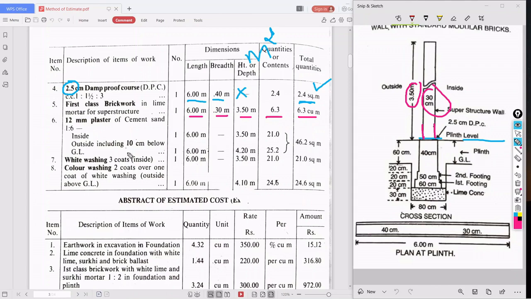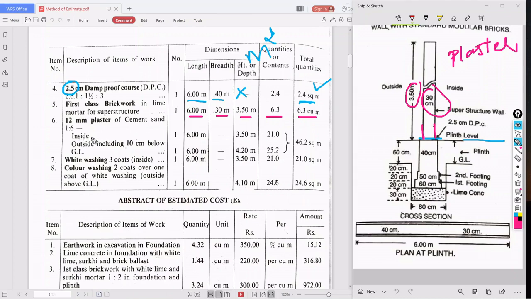Next is 12 plaster. Once this is all over, now it will be only bricks with the mortar. Now we have to plaster the walls. Masonry work is over, now we should do plastering. So 12 plaster of cement sand, that is 1:6.